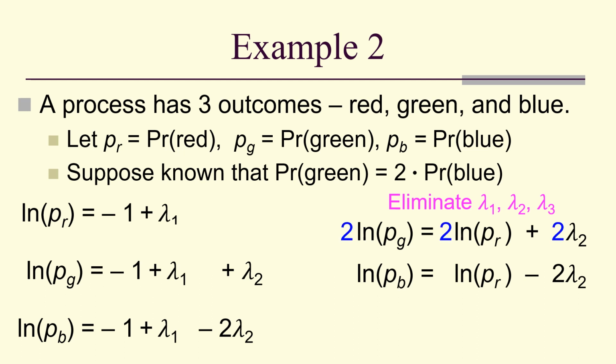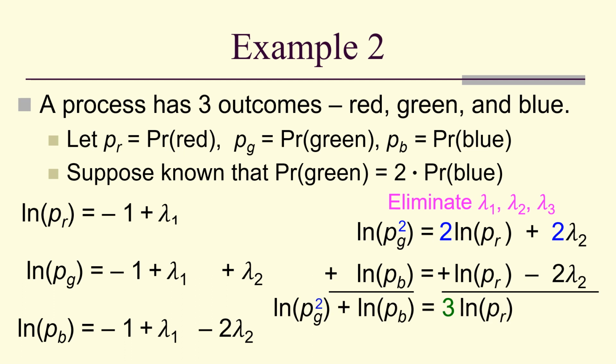So I've multiplied that top equation by 2 because that's going to allow us to cancel the lambda 2 terms. And using the properties of the logarithm, I can take the 2 as a power of p sub g, combine, and we're going to get this sum on the left is equal to 3 p sub r on the right. Using our properties of logarithms, we can take that as the log of a product equals the log of p sub r cubed. And therefore, we have to have p sub g squared p sub b is equal to p sub r cubed.